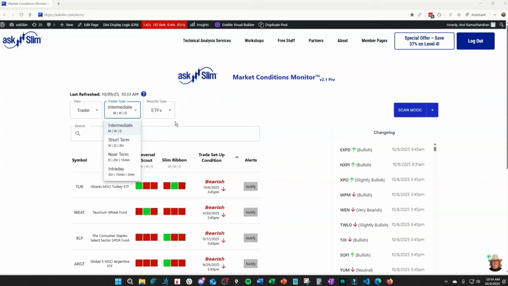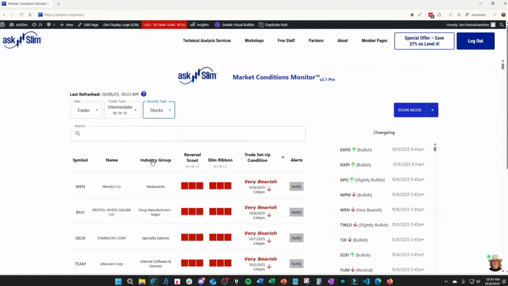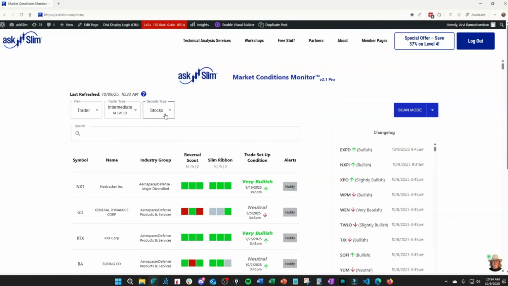And what we have added in here on the right hand side is that now you can sort by what you want to see. If you only want to see the ETFs, you can do so. If you want to only see the stocks, you can do so. Please note, we have also added this in, which is cool. You can sort by industry groups, so you can see what groups are strong and what groups are weak.